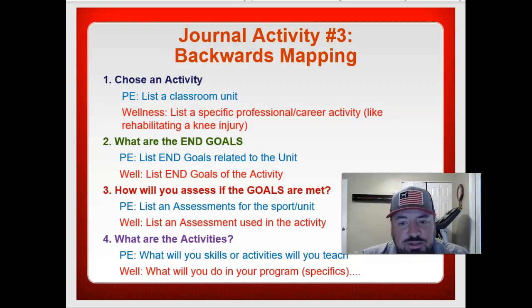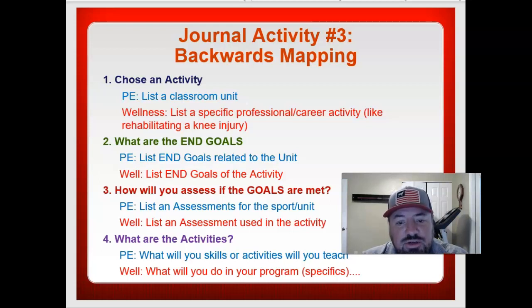If you're a wellness major, list the end goals of the activity. You might list the person needs to have a specific ROM on a test, or they need to be able to do these 4 things to get cleared to return to activity after rehabilitation of a knee. All right, so look at your end goals. How will you assess if those end goals are met?